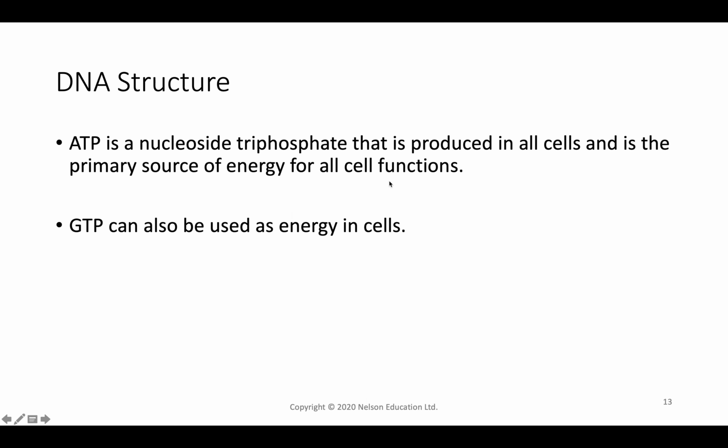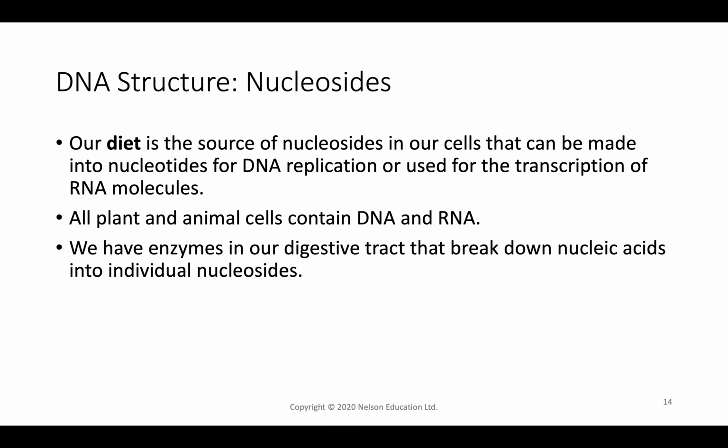We also can use GTP. So remember we had A, T, C, and G. Those are all different bases, as I just mentioned, that we can use in DNA, but A is a base that can also be used in a triphosphate form for energy. And sometimes guanine, or GTP, can also be used as energy in cells, but it's not going to be the primary currency. We don't talk about it very often.